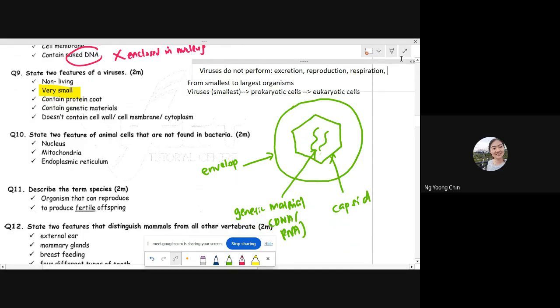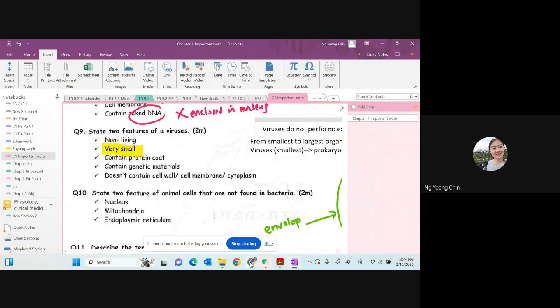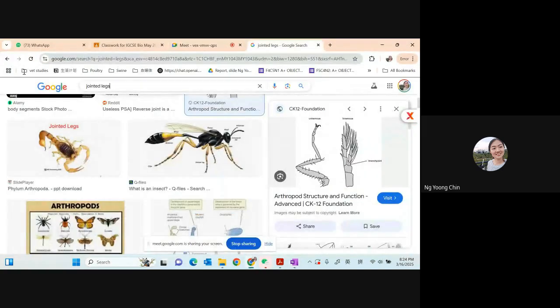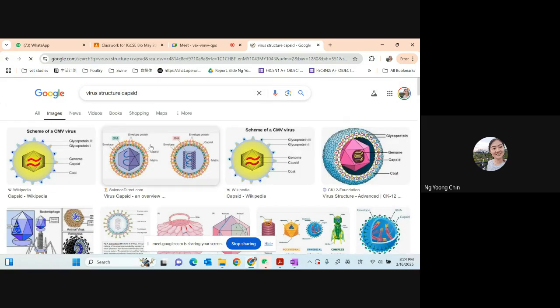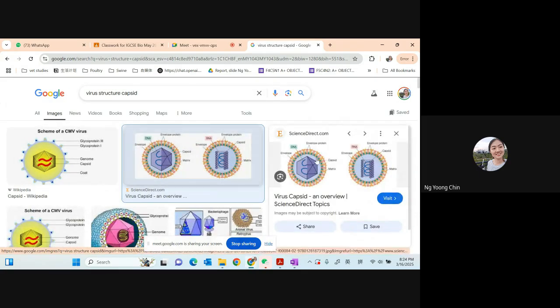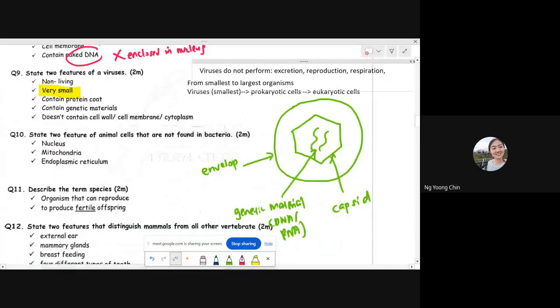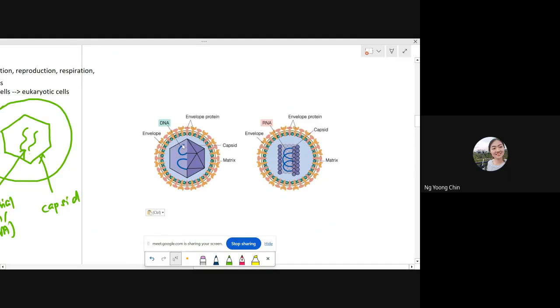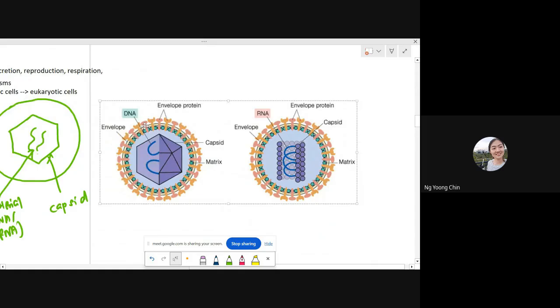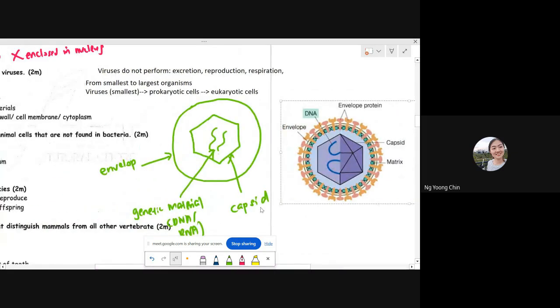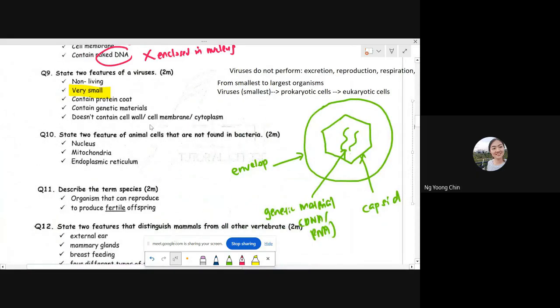I'll check if I have a better picture to show you of the virus structure. Yeah, so this is an example of the virus structure that I can show to you. You have either a DNA virus or an RNA virus, and then you have the capsid. So you should write this down.